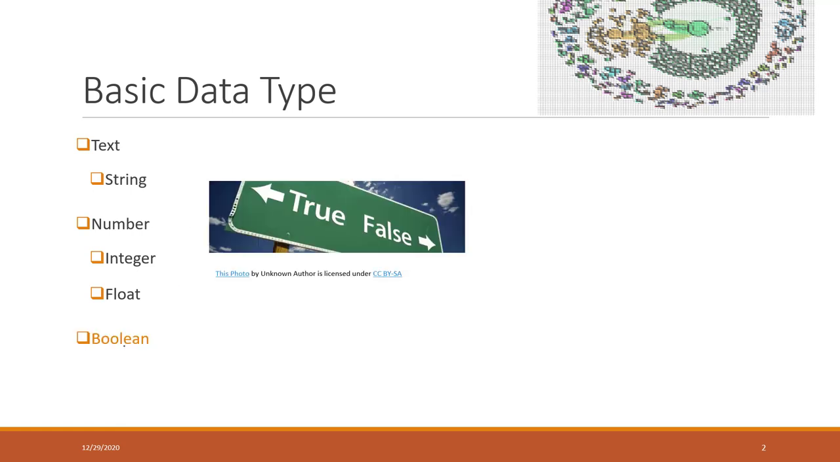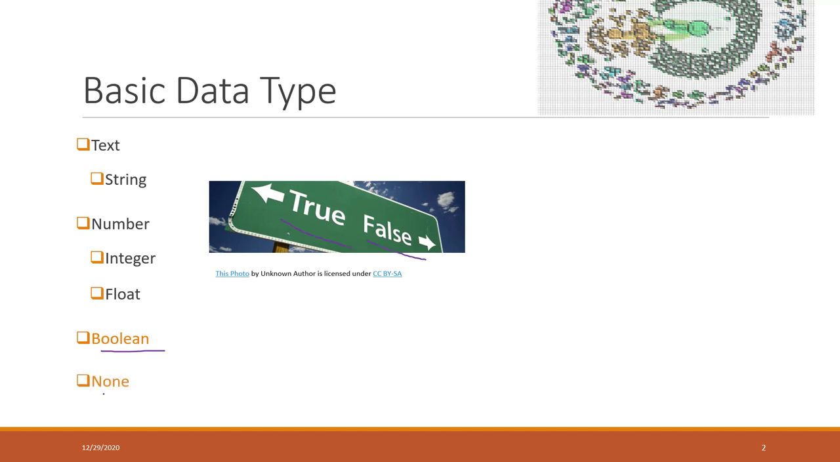We have already learned those basic data types. So we talked about string and also numbers, like integer and float. So today we will talk about Boolean data. Boolean data is another special data type. There are only two values, true and false.